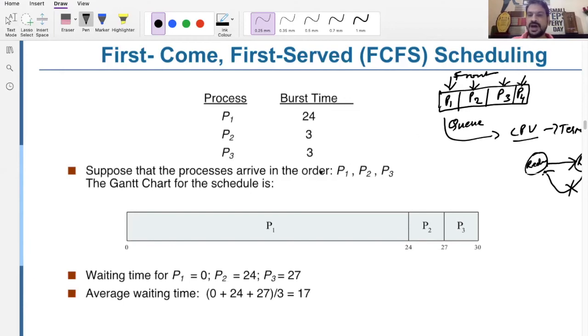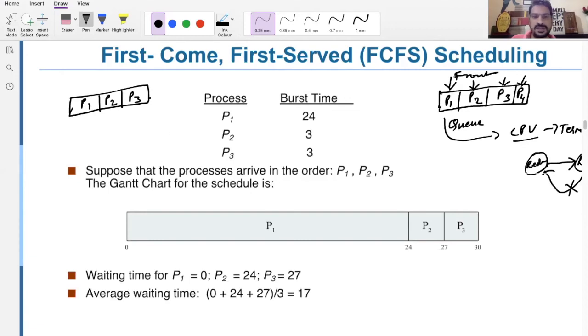And what is the order of this? The order will be like this. P1 is coming first, so P1 will go to the queue. Then P2 comes, so P2 will come into the queue, and then P3 comes, so P3 will come to the queue, right? This is how we put the processes into the CPU.